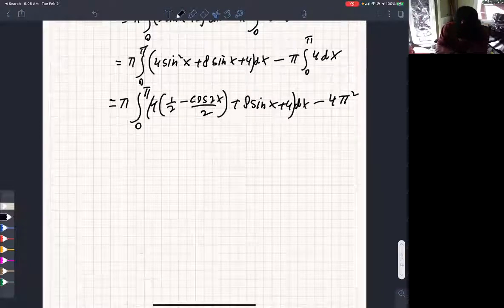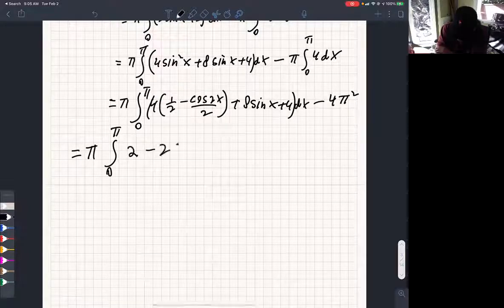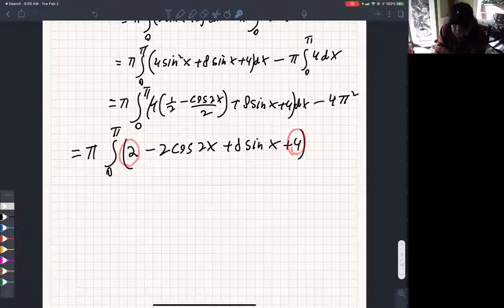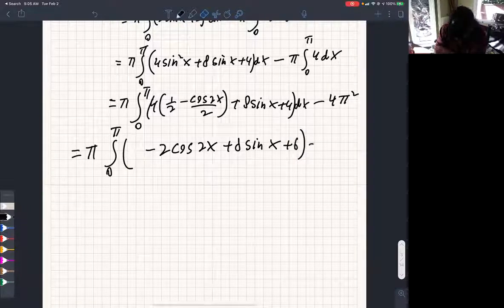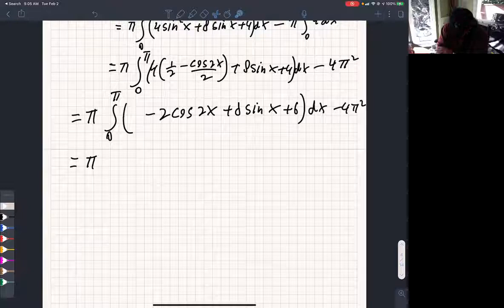All right, let's keep going, because this is so fun, right? We're going to distribute the 4, and we're going to get 2 minus 2 cosine 2x plus 8 sine x plus 4. But let me combine this 2 and that 4 and just make that a 6. It's going to make my life easier. dx minus 4 pi squared. All right, now we have to find the antiderivative. Okay, we need to do a u sub. I told you it's going to get ugly.